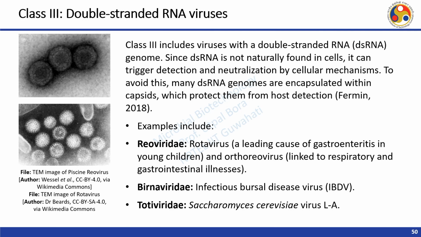So, some of the examples include Reoviridae, rotavirus, which causes gastroenteritis in young children, and orthoreoviruses, which are linked to respiratory and gastrointestinal illnesses. Then Birnaviridae, infectious bursal disease virus. Then Totiviridae, for example, Saccharomyces cerevisiae virus, are some of the examples. Here you can see the TEM image of piscine reovirus on the top, and then we can see the TEM image of rotavirus below.